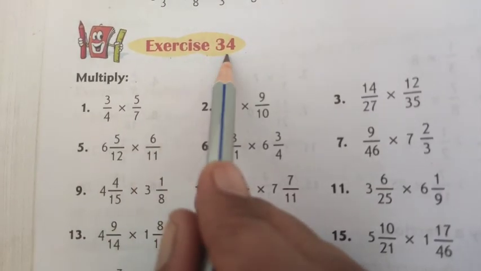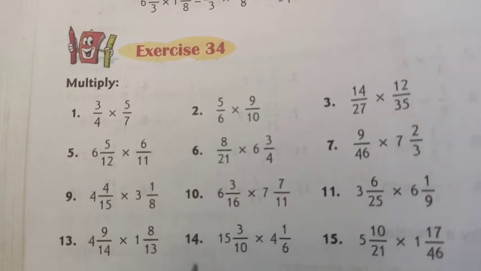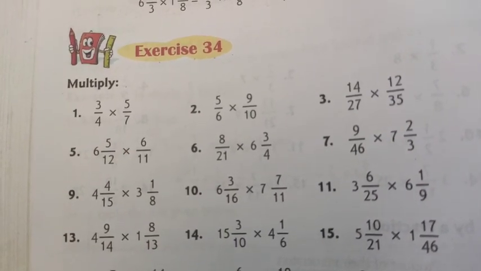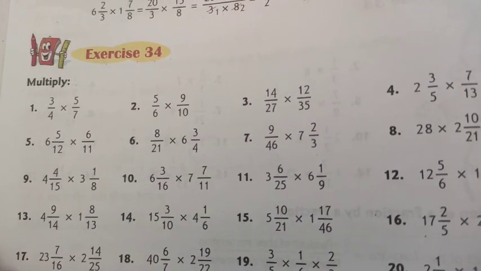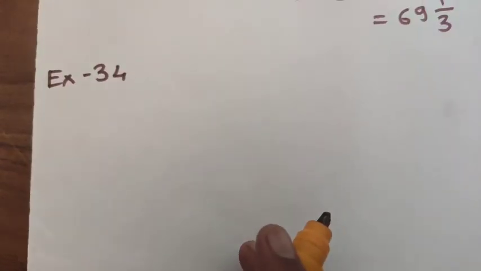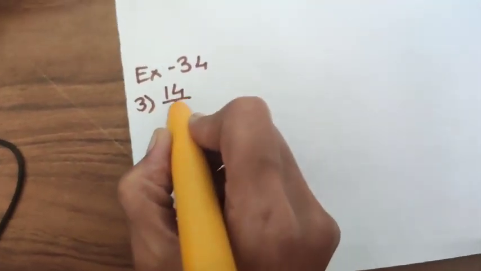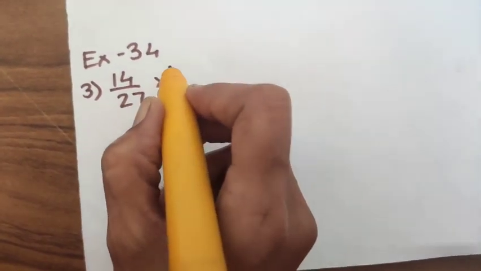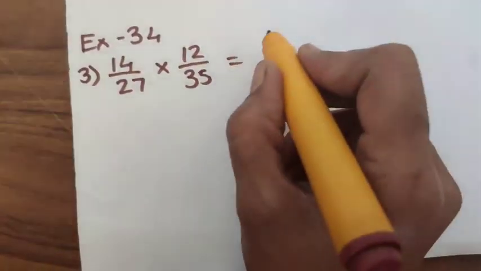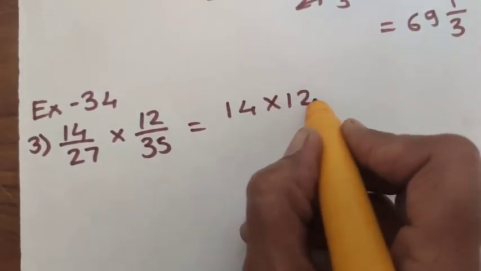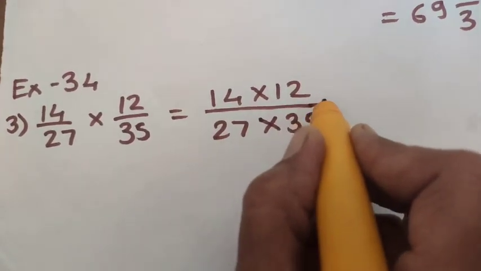Now we are going to solve exercise 34. See, all questions are having fraction into fraction. So we are going to solve some questions from that. See how to solve these questions. Exercise 34, I am solving the third question. That is 14 upon 27 multiplied by 12 upon 35. So numerator multiplication, 14 into 12 upon 27 into 35.